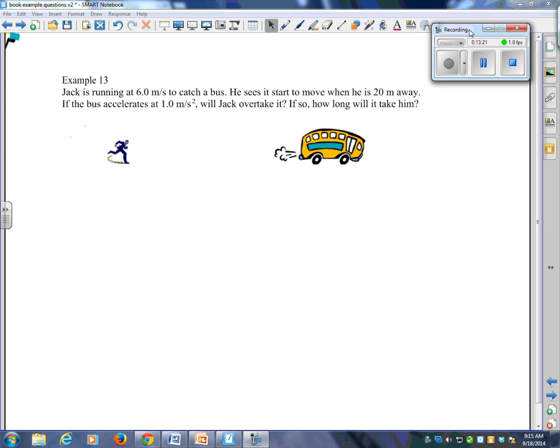Okay, so number 13. Jack is running at 6 meters per second to catch a bus. He sees it start to move when he's 20 meters away. So this distance here is 20 meters. If the bus accelerates at 1 meter per second squared, will Jack overtake it? Yeah, that's a bus. If so, how long will it take him?